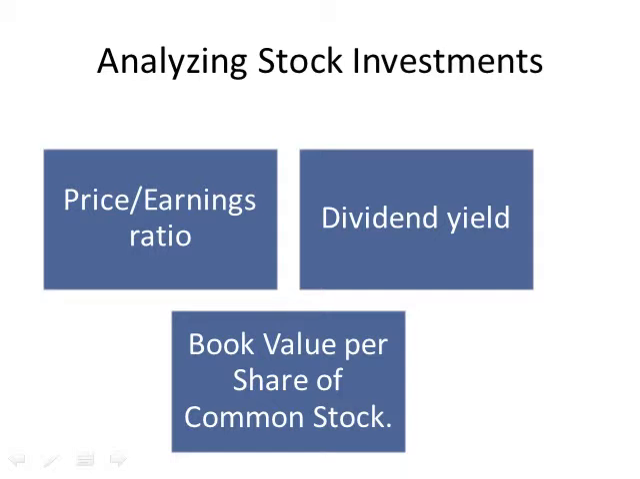So investors buy stock to earn a return on their investment, obviously. This return consists of two parts: gain or loss from selling the stock and dividends. Three ratios indicated here can help analyze their investment. That is the price-earnings ratio, the dividend yield, and the book value per share of common stock.